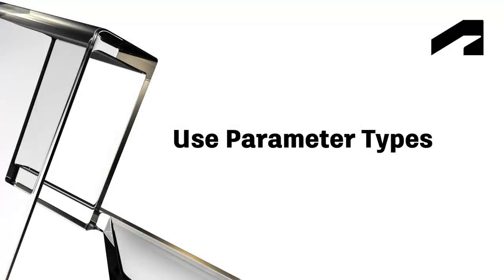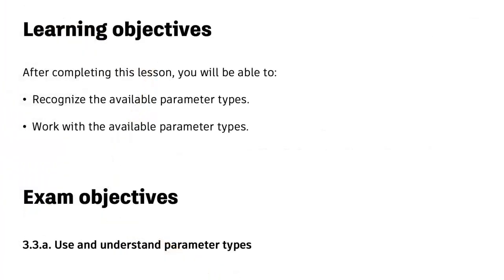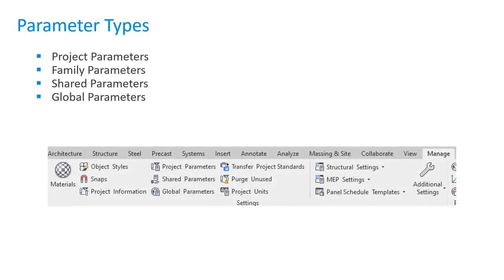In this video, we will cover recognizing the available parameter types and working with the available parameter types. When working in Revit, information is key. In order to add information to a building model, it needs to be added to a parameter. There are 4 different types of parameters that you can create and use in Revit: project parameters, family parameters, shared parameters, and global parameters. Let's take a look at each one.